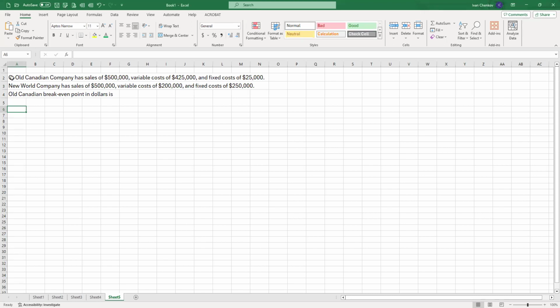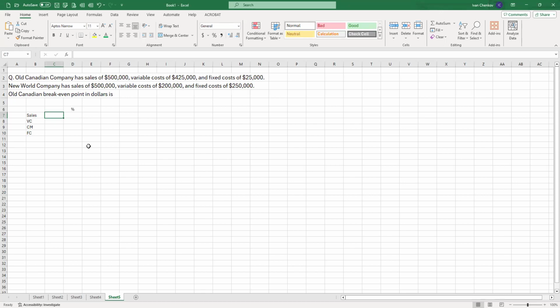Now what we need is the variable cost, contribution margin, and fixed cost, and the question is asking for the break-even point. The break-even point in dollars. If we want the break-even point in dollars, we need the percentage, right? We need the ratios.